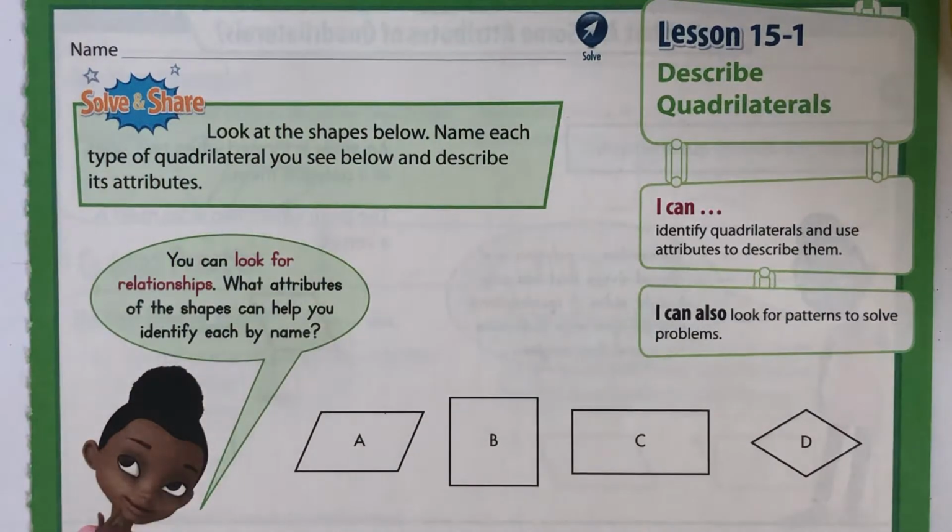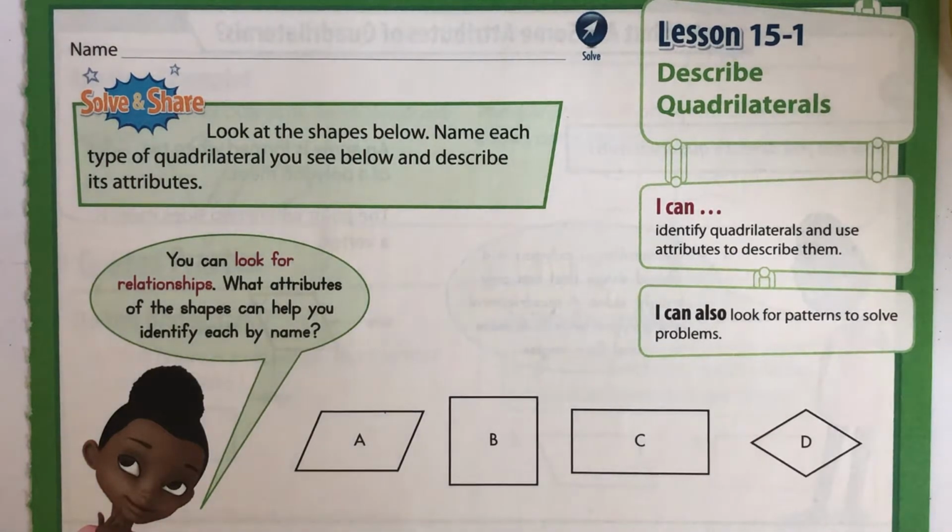Lesson 15:1, describe quadrilaterals. Look at the shapes below. Name each type of quadrilateral you see below and describe its attributes. I can identify quadrilaterals and use attributes to describe them. I can also look for patterns to solve problems.